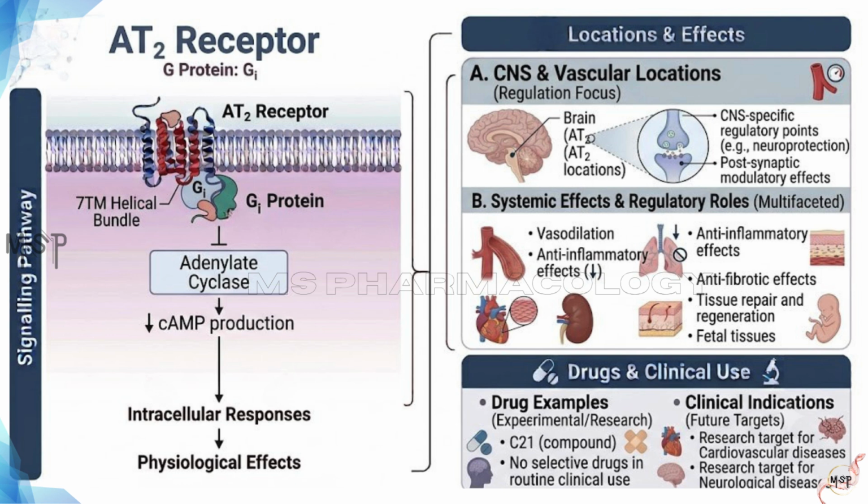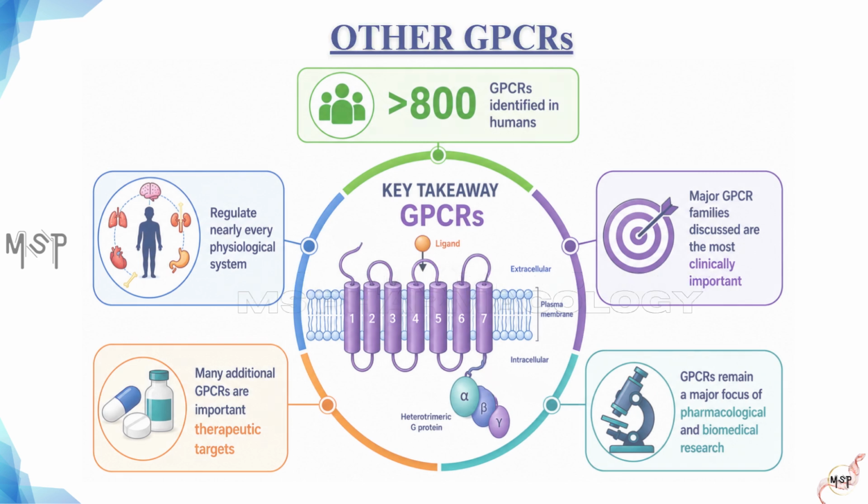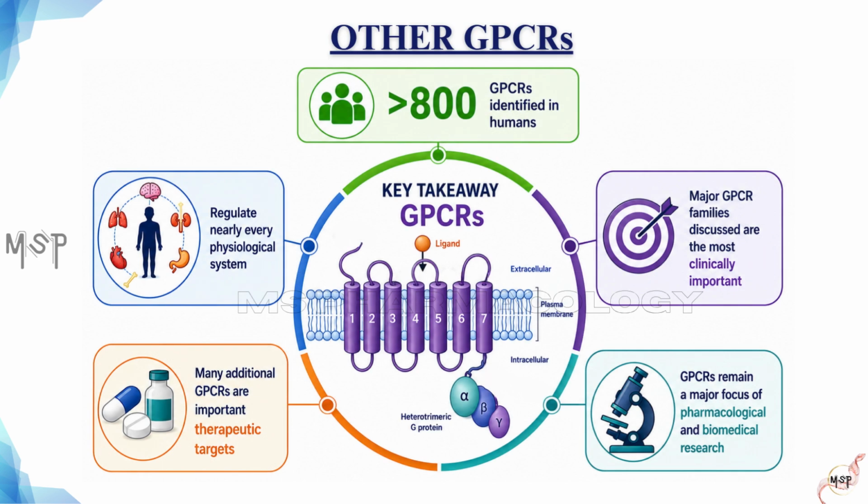Unlike the AT1 receptor, no selective AT2 receptor drugs are currently used in routine clinical practice. However, these receptors remain promising therapeutic targets for cardiovascular, renal, and neurological diseases. Before moving on to the clinical importance of GPCRs, it is important to remember that the receptor families we have discussed represent only the major clinically important GPCRs.